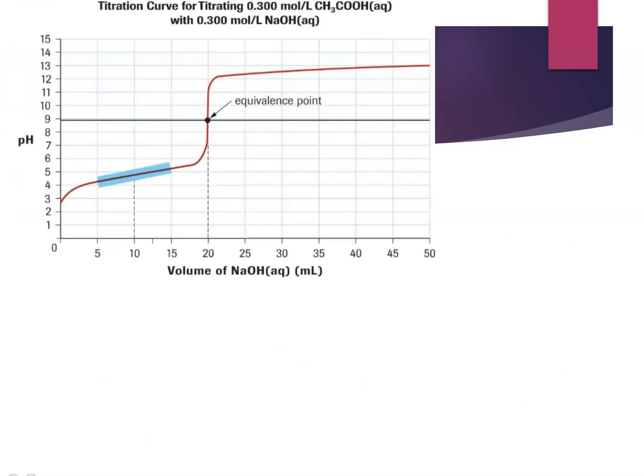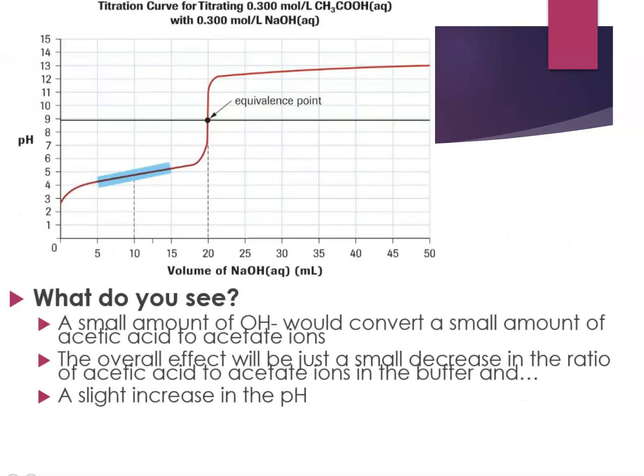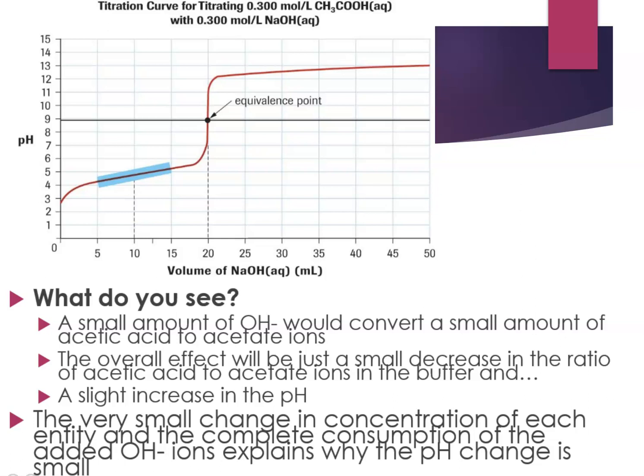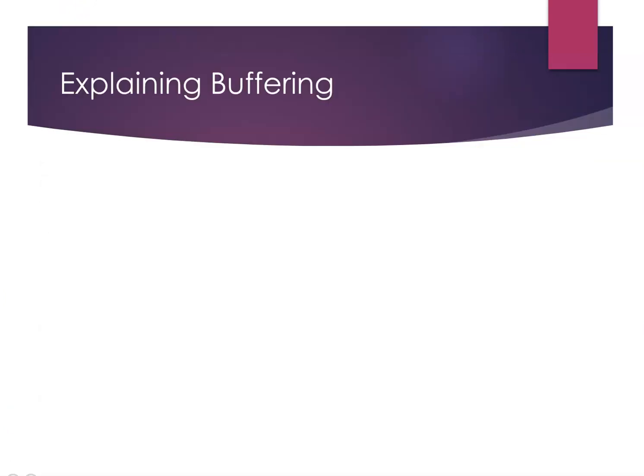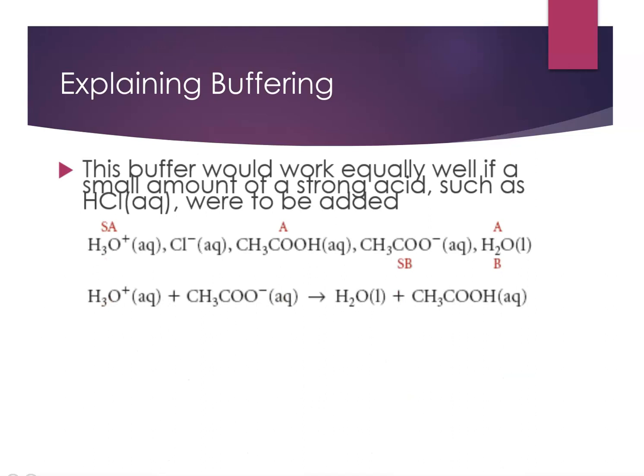The effect of adding a small amount of hydroxide ions on pH is reduced by the buffer solution. The pH will increase, but very slowly. This titration curve shows that there is a region where the solution is buffering effectively. The same solution that buffers for bases can work equally well if a strong acid is added.